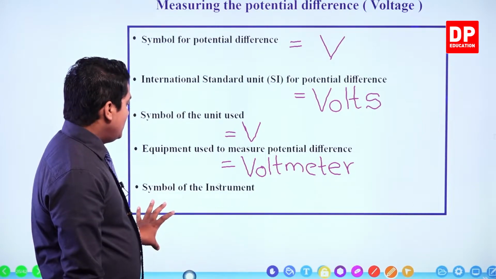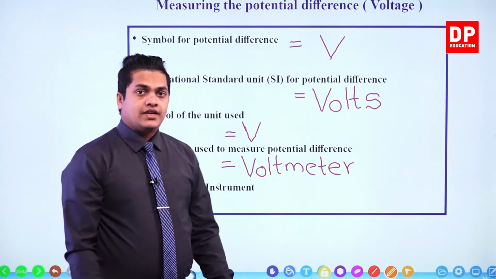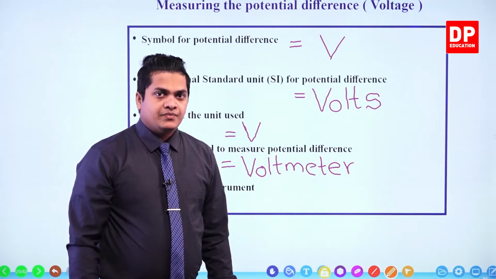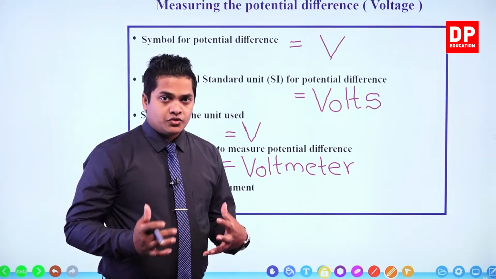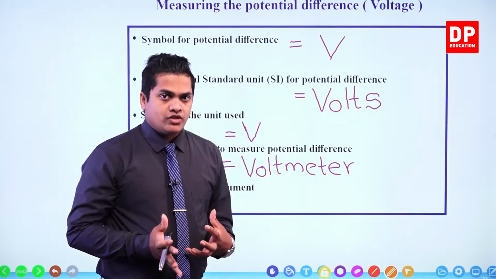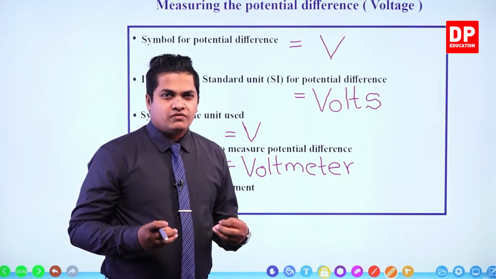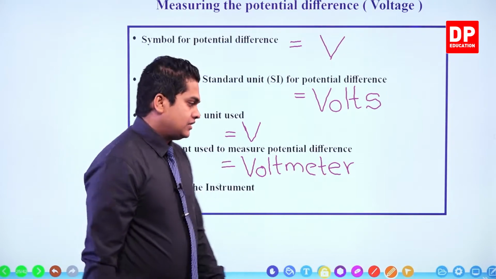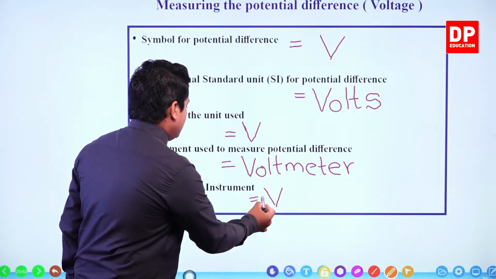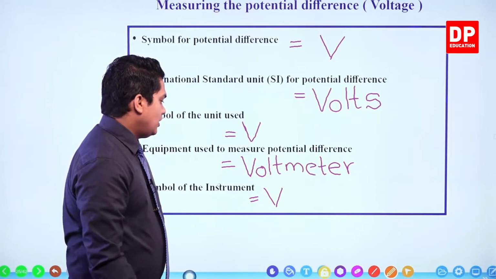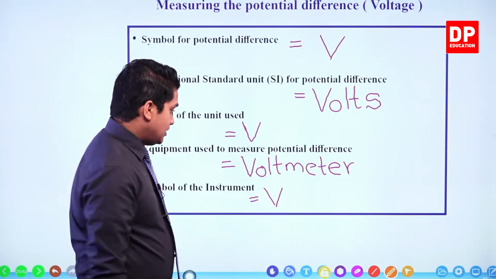Then symbol of the instrument. Once again, it's capital V, which is used to reflect the voltage. So we use most often capital V. So capital V is the symbol of the instrument.